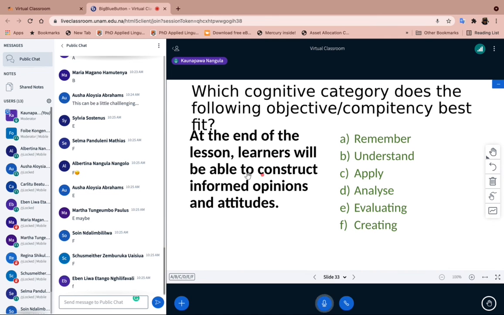And here you can see it's construct, which means they have to create their own informed opinion and attitudes, right? They are not necessarily criticizing the opinions or the attitudes within the text. So they're not evaluating in any sense, all right? They are constructing their own informed opinion or attitude. So I think the best will be F here, okay?